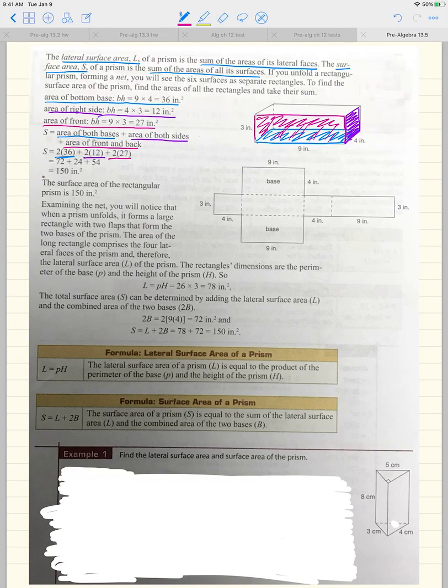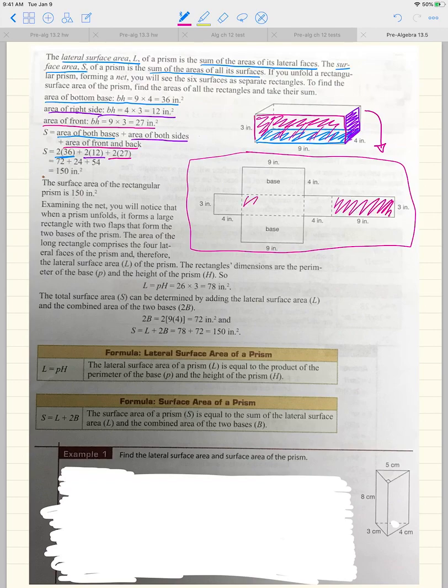Now, here, this is what we're talking about when we're talking about the net. Okay, this is the net. This is taking this prism, unfolding it, and getting that. Okay, so we have the area of the front, okay, 9 times 3. So here is the front, and here is the back, all right? The 2 sides are here and here, and the bottom and top bases are here and here, okay?